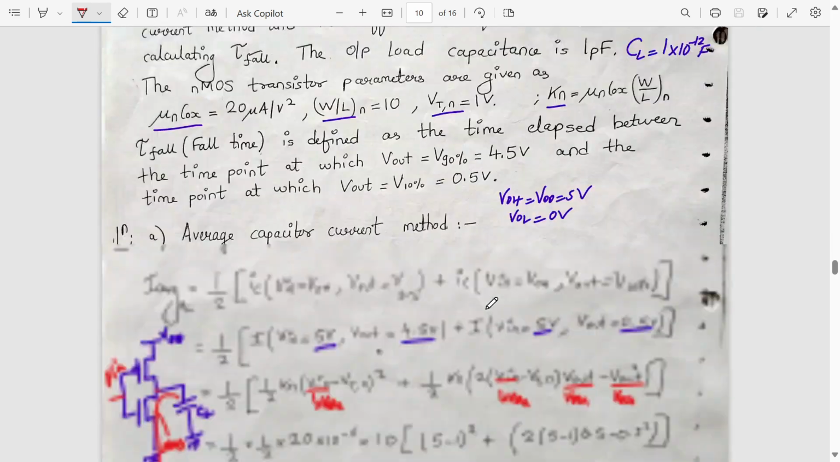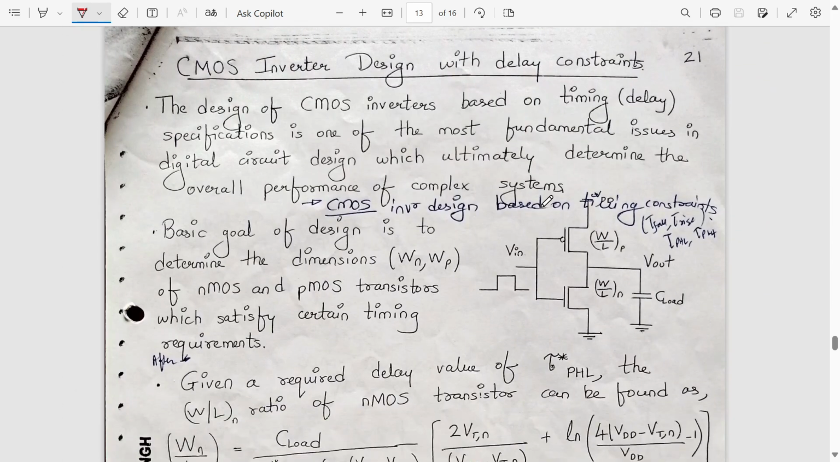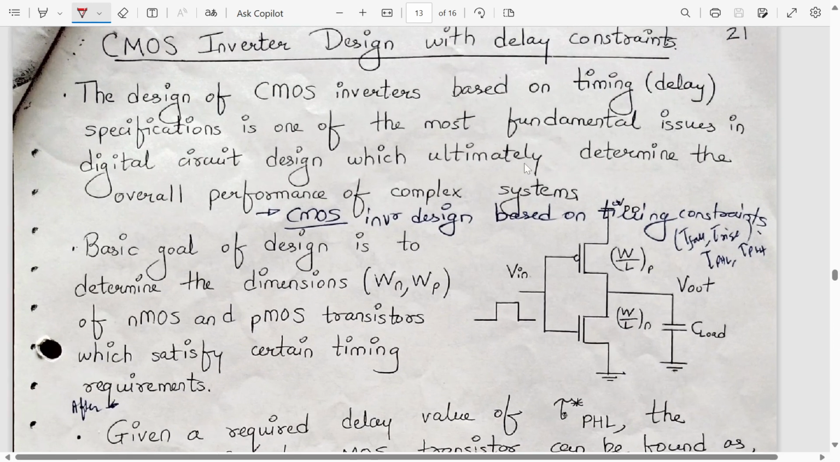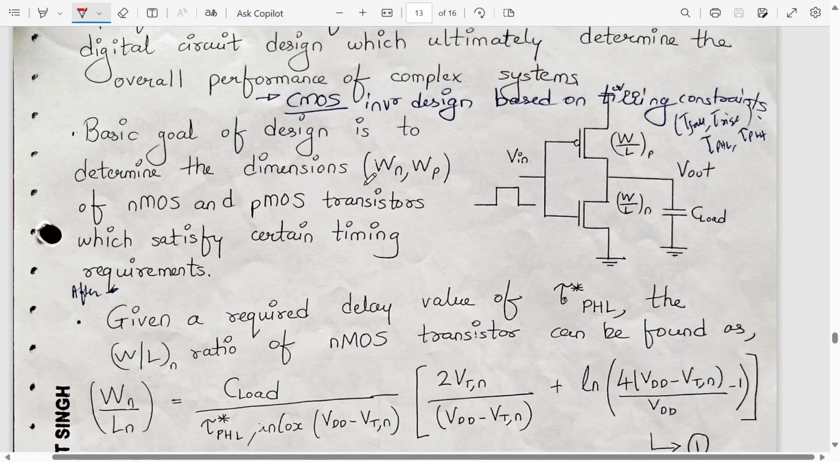Okay, so design of CMOS inverter is another question which is of importance, with delay constraints. The design of CMOS inverter is based upon the timing delays, which is one of the most fundamental issues in digital circuits, which will ultimately decide the performance of the complex circuit. So your CMOS inverter design is based on timing constraints, that is tau, fall time, rise time, propagation delay time.